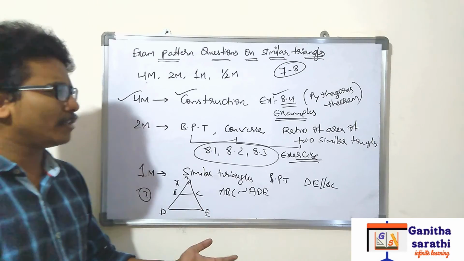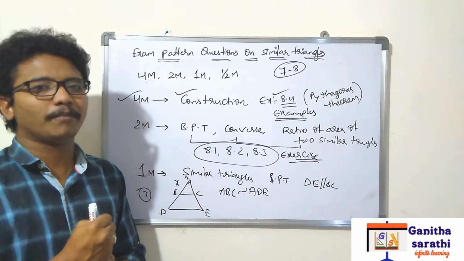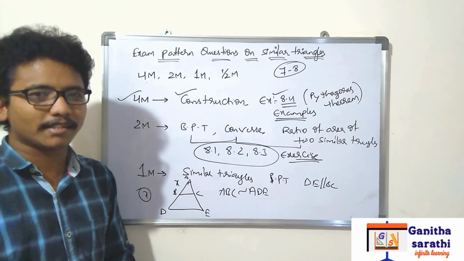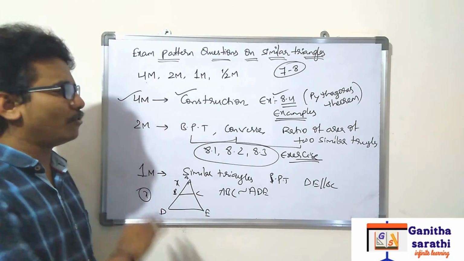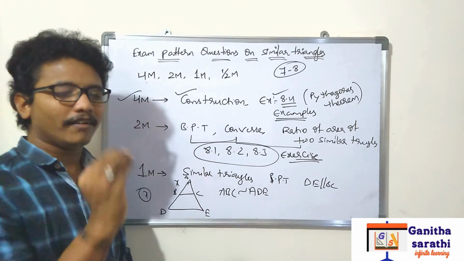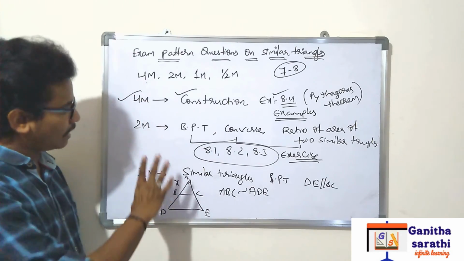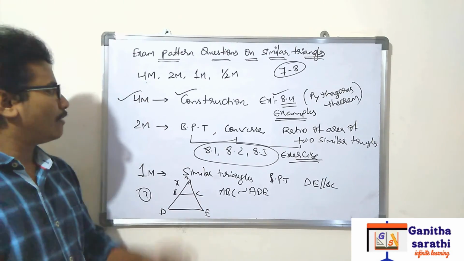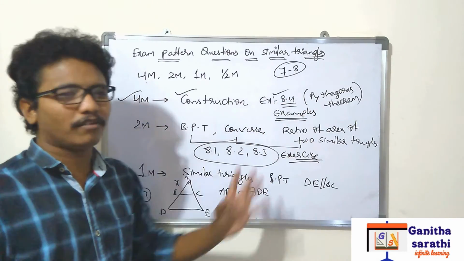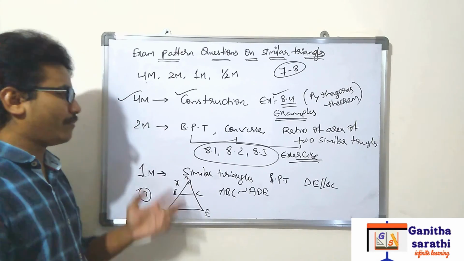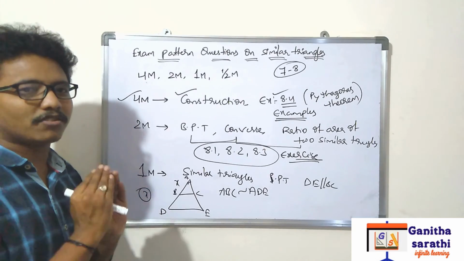You should learn the BPT statement, converse of BPT statement, Pythagoras statement, and ratio of areas of two similar triangles statement. If you want to attempt 1 mark questions, you should definitely do all the examples given in the textbook. Do this, try this, then only you can crack 1 mark and 2 marks questions. 4 marks you can crack easily in similar triangles, construction definitely, or else the 8.4 problems he will be asking. But for 2 marks and 1 mark, you should do all the examples and also the do this, try this problems.